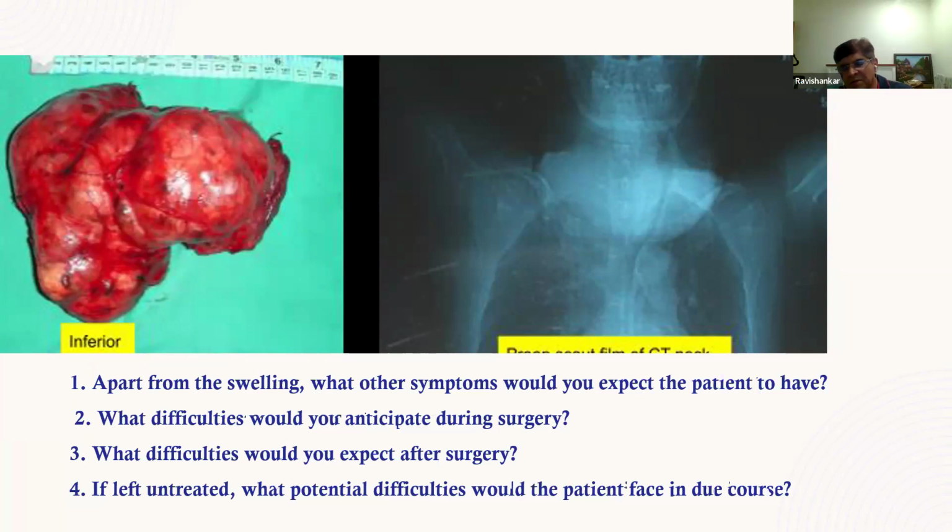If you don't operate on this patient, you can have stridor, and mainly it's breathing difficulties. That is the main thing you are talking about. And because it's a multinodular goiter, malignant transformation is another thing you can mention. Yes, sir.